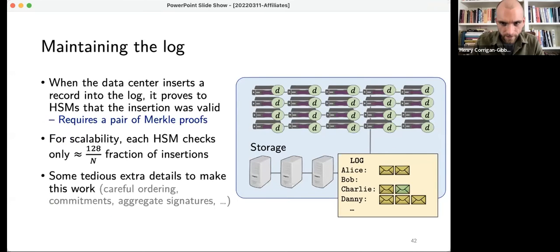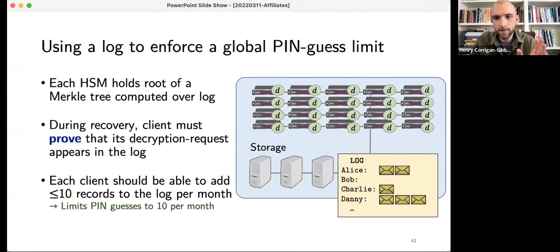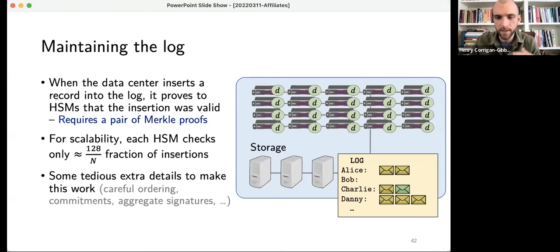So that's kind of in steady state, this is what happens. The HSM has a digest of this log, and using a kind of Merkle proof, the client can prove that there haven't been too many recovery attempts made on its pin. But this is only in steady state. The question is then, how do you update the log, especially if the data center is maintaining the log and the data center might be adversarial?